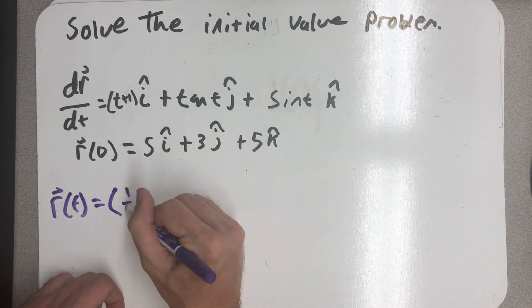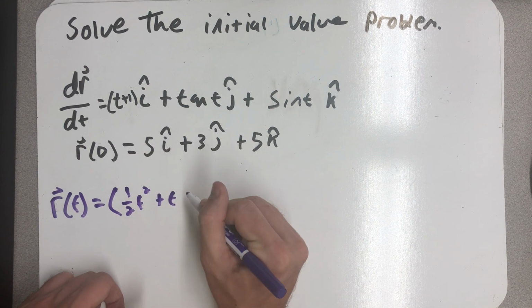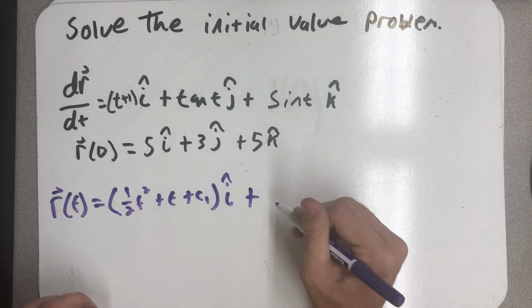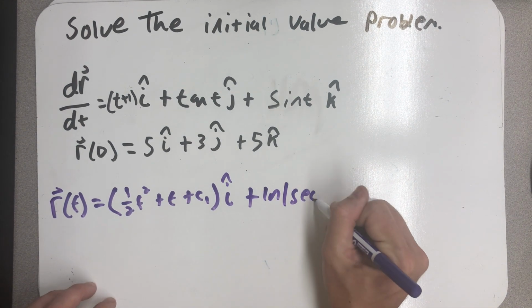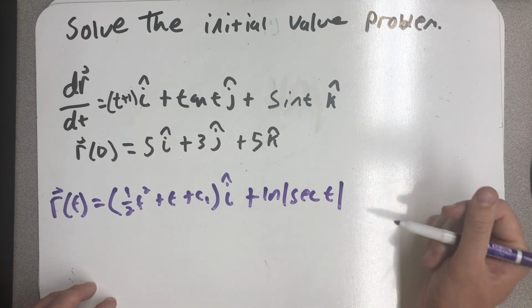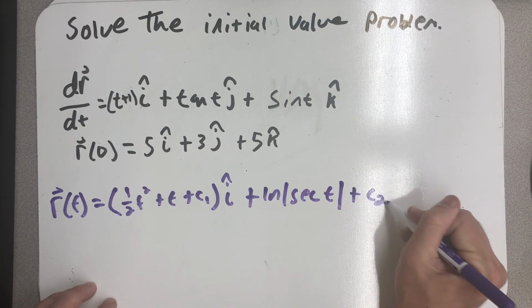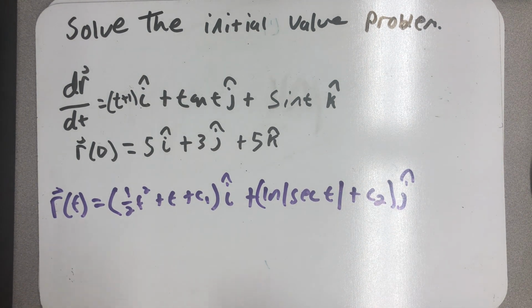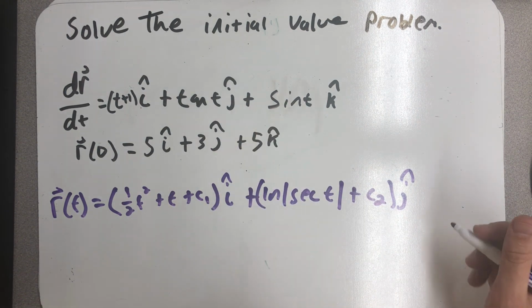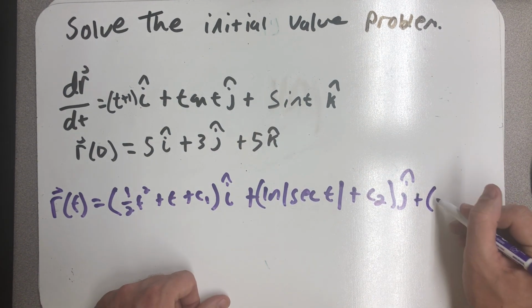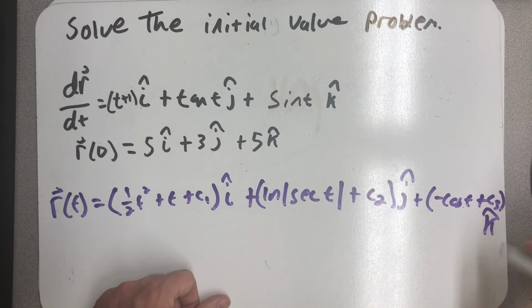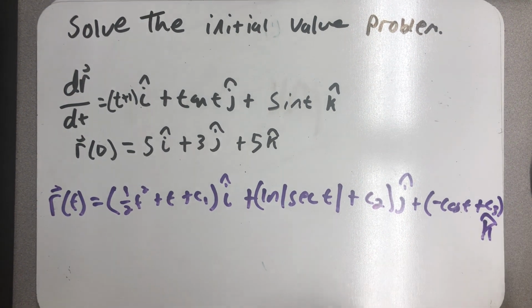For the i component, 1/2 t squared plus t plus c1. In the j component, the antiderivative of tangent is the natural log of the absolute value of secant. If you don't remember the antiderivative for tangent, you can establish that by rewriting the tangent as a sine over a cosine and then doing a u substitution problem. The antiderivative in the k component, the antiderivative of sine is minus cosine t, and I need a plus c3 for the k component. I've run out of room there, so I've written the k. It should be right there.